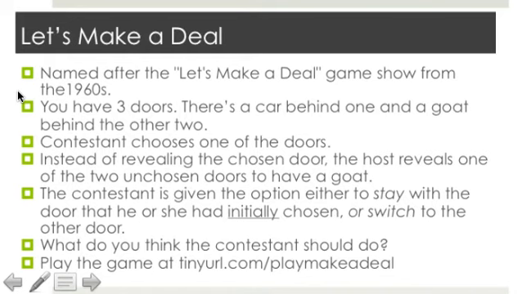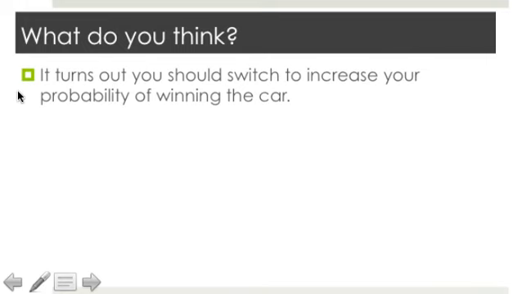Well, here are the results. It turns out that probability speaking, you should always switch if you want to increase the probability of winning the car. So in order to do that, we're going to go over to a video explanation so you can see why this is true.